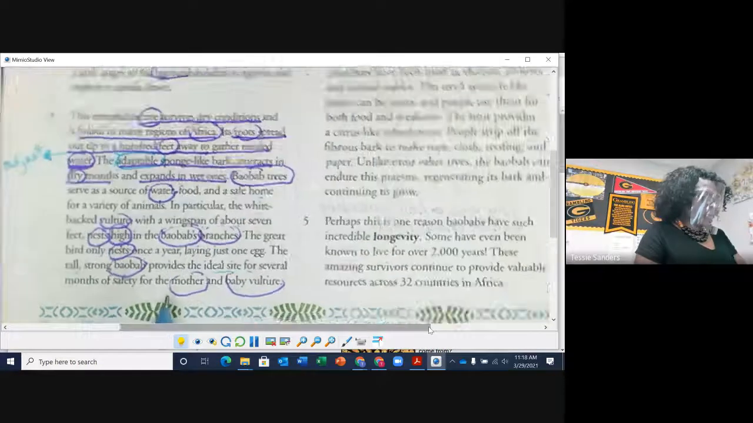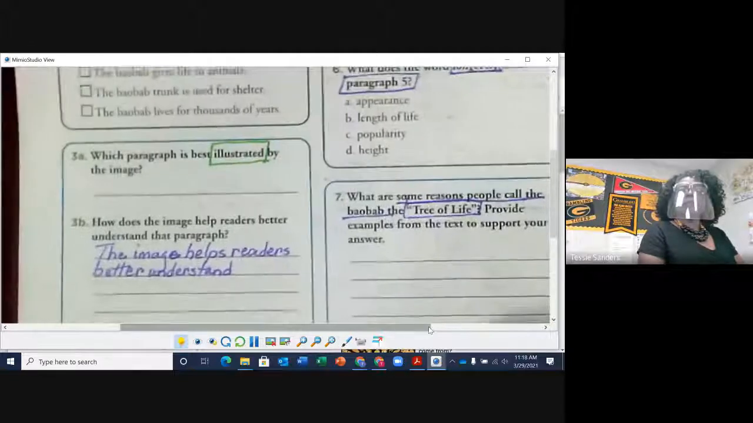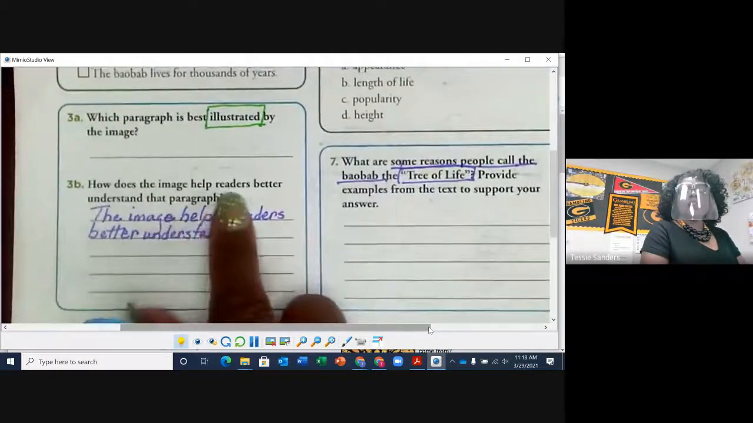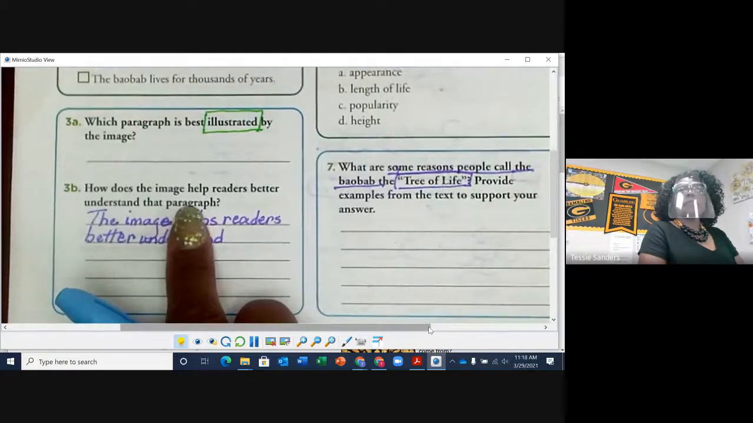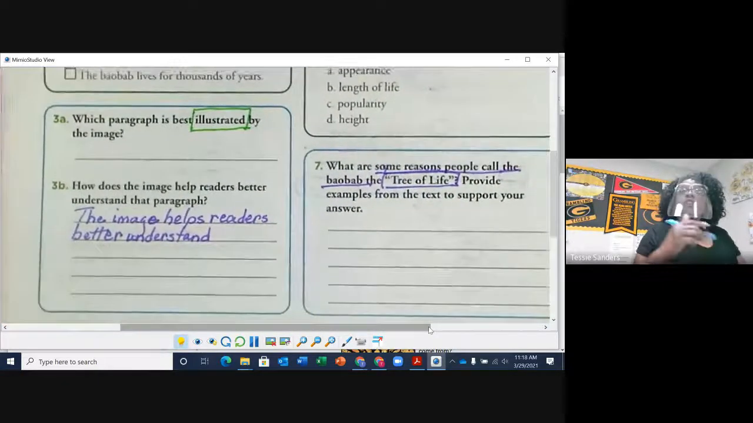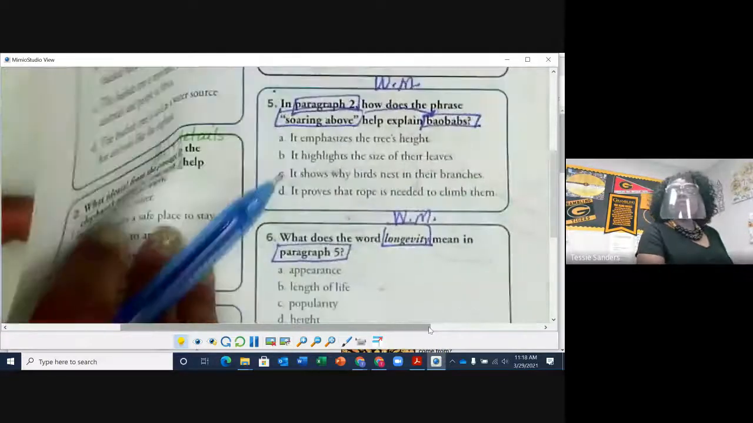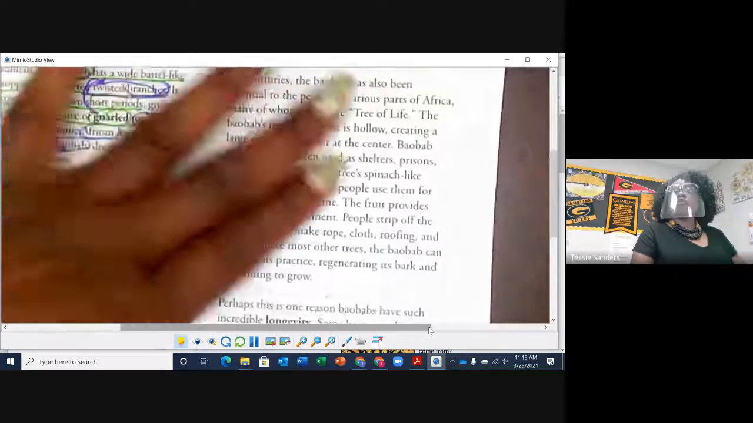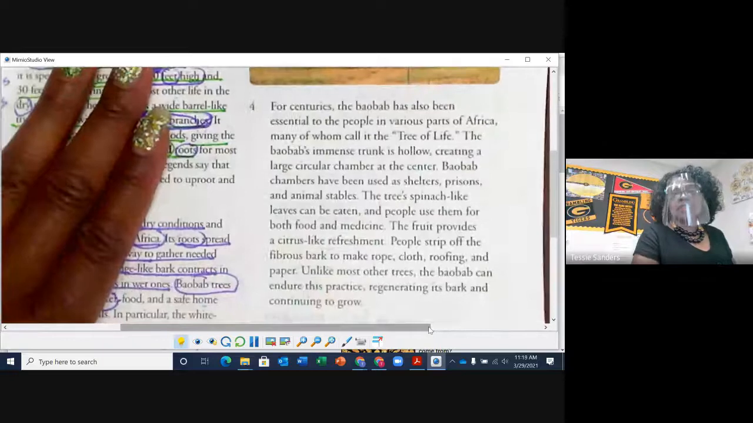Good. So can we answer a question? Yes, no, maybe? Which number? 3B. How does the image help readers better understand that paragraph? Talking about that adjustable bark. All right. So I'm going to finish reading for recording purposes. And after the recording, you will answer the questions, providing text evidence.